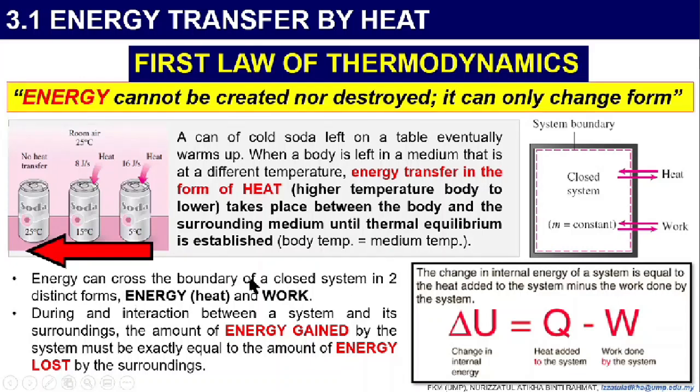Energy can cross the boundary of a closed system in two distinct forms: heat and also work. During an interaction between a system and its surroundings, the amount of energy gained by the system must be exactly equal to the amount of energy lost by the surroundings. Remember, it cannot be created nor destroyed, it can only change form.